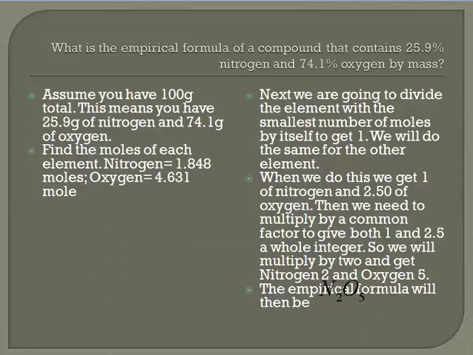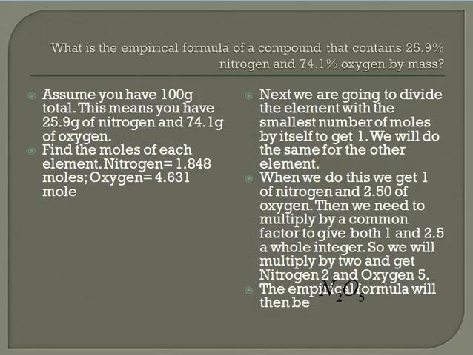Welcome to the continuation of Skills Practice 31. We're going to be doing questions 4 through 7. For question 4, we're trying to find the empirical formula of a compound that contains 25.9% nitrogen and 74.1% oxygen by mass. We need to first assume that we have 100 grams total. This means we have 25.9 grams of nitrogen and 74.1 grams of oxygen.